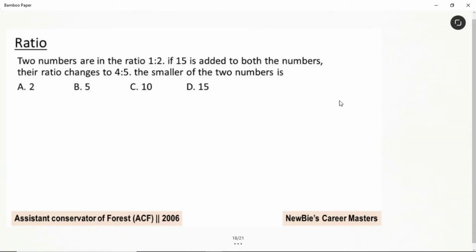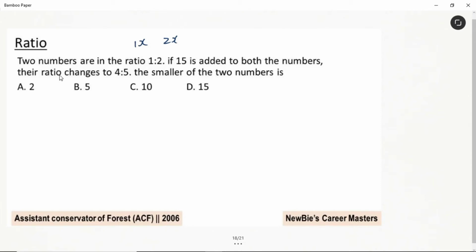Okay. Newbies, now a basic question from a basic topic. It's called ratio. We use this topic to solve other topics. This method is very simple. Two numbers are in the ratio 1:2. So you can take those numbers as 1x and 2x. When you are converting any ratio to value, you have to multiply that value with a variable. Am I clear?